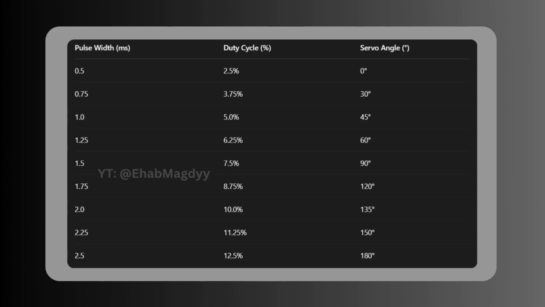That means that, when we generate a PWM of pulse width 0.5 millisecond, that moves the servo to 0 degree, 1 millisecond moves to 45 degrees, 1.5 moves to 90 degrees and 2.5 to 180 degrees, so that each angle between 0 and 180 has a specific pulse width.